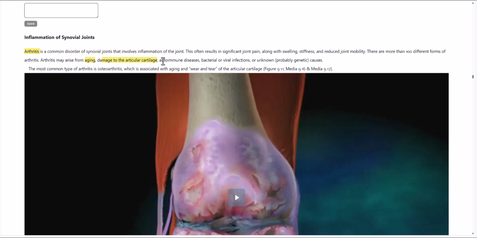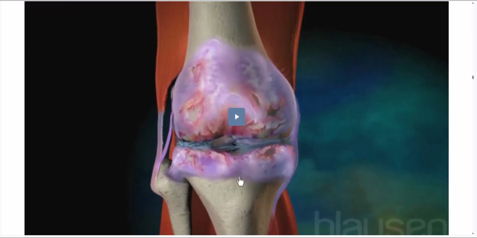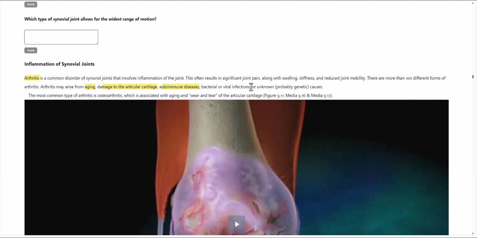There are also a number of autoimmune diseases where the body literally breaks down and starts attacking the joint structures. And there can be infections that can lead to changes in the joint spaces. There can be bacterial or viral infections that get into that synovial fluid, and that can lead to very significant changes and arthritic changes in the joints as well.